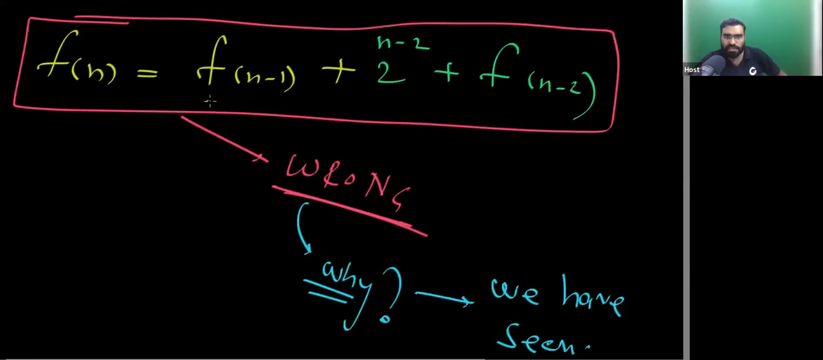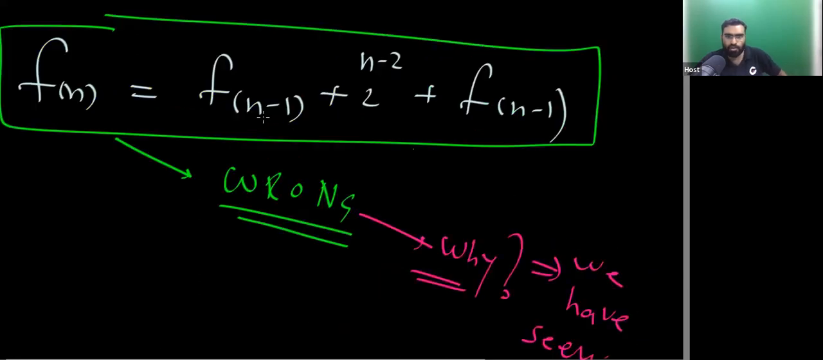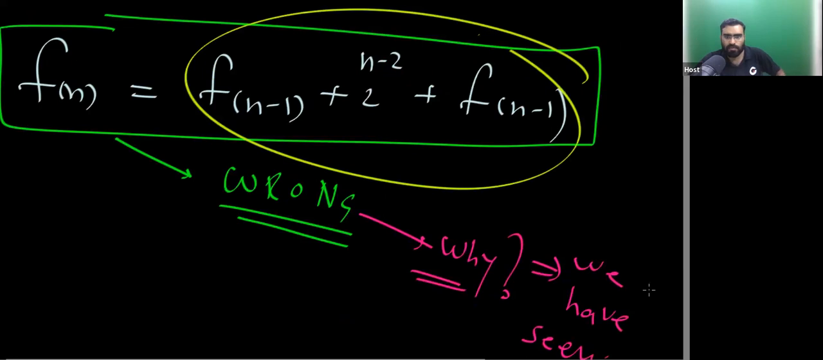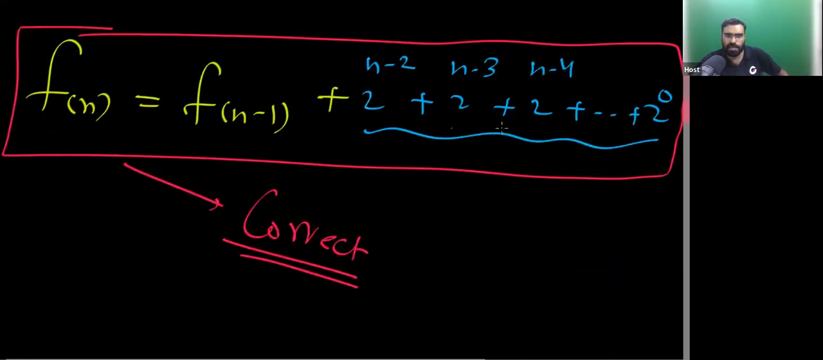I am telling you why this is wrong. I told you why this is wrong, and I also told you why this is wrong. Ultimately, the correct answer is this. So what is the final answer?